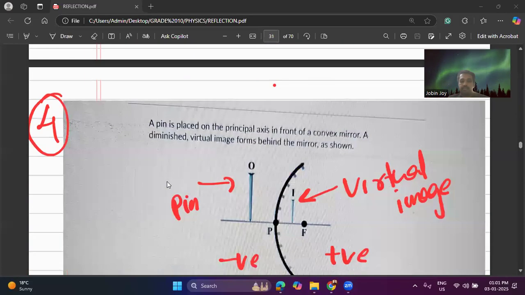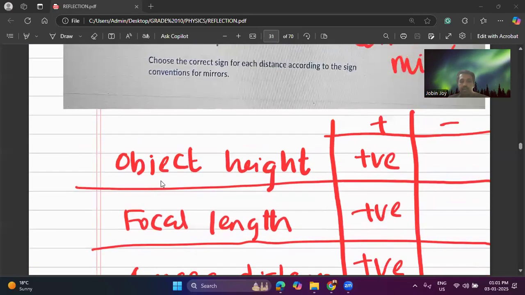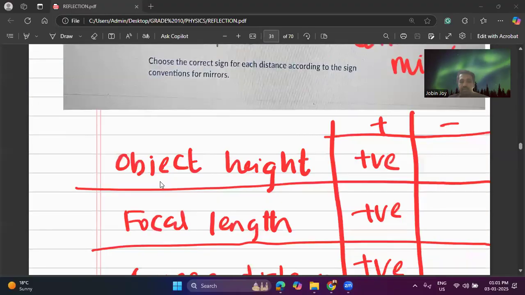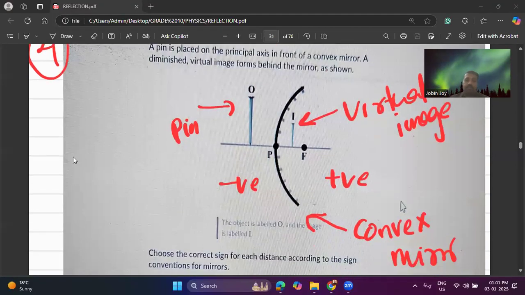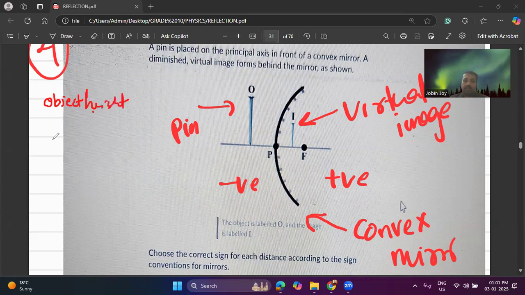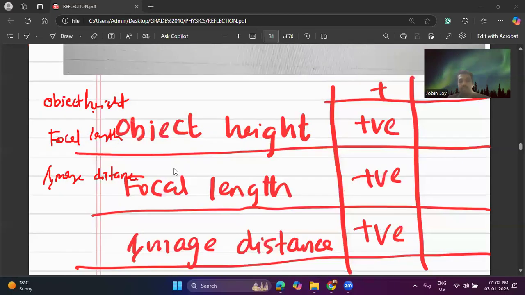Again: object height, focal length, image distance.